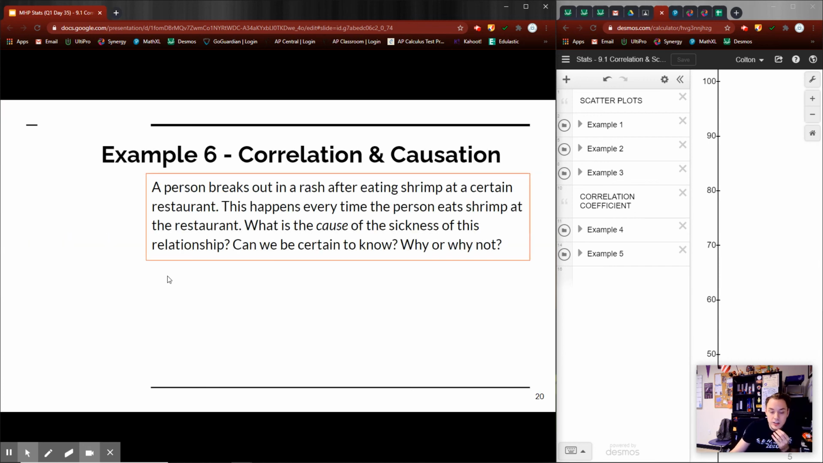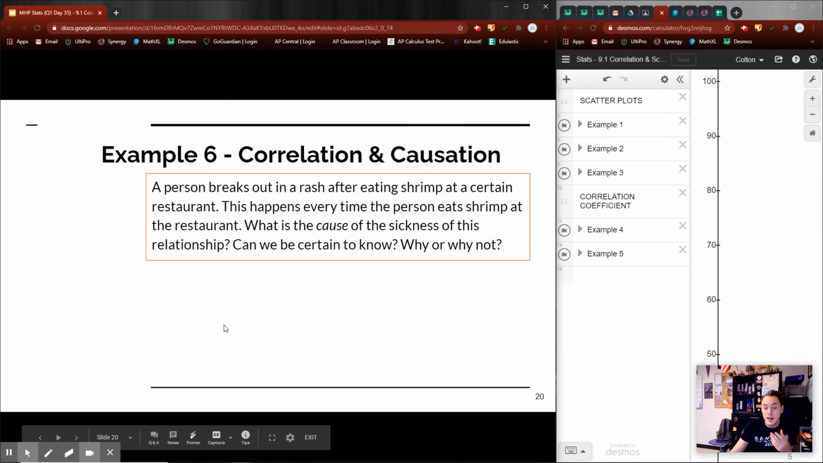Okay, so let's go through our last example. A person breaks out in a rash after eating shrimp at a certain restaurant. This happens every time that the person eats shrimp at the restaurant. What is the cause of the sickness of this relationship? Can we be certain to know why or why not? Well, I'm just going to verbally speak it. I'm not going to write it.